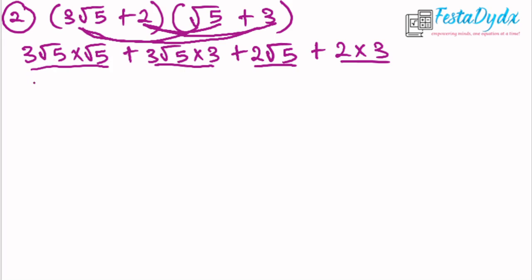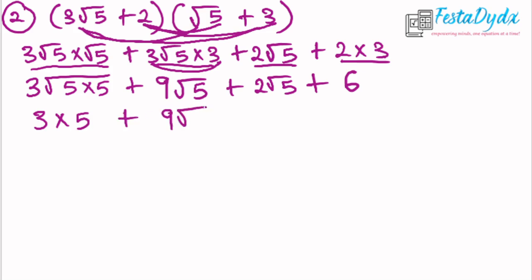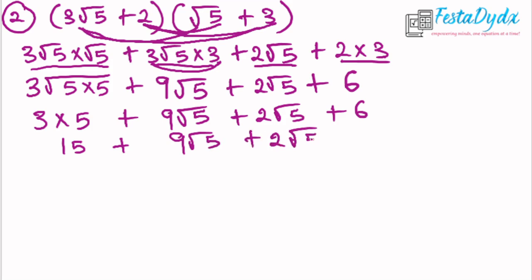So the next thing is 3 root 5 times root 5, we're going to bring it together. That's root 5 times 5. And then we'll have here whole number to whole number. This is a whole number here, and this is a whole number. That's 3 times 3. So 3 times 3 gives us 9, and then we'll have our root 5. Then we'll come here, plus 2 root 5, plus 2 times 3 gives us 6. So just like we did in number 1, the square root of 5 times 5 is 25. And what's the square root of 25? It is 5. Or we say the square root of 5 square is just 5. So 3 times 5 plus 9 root 5 plus 2 root 5 plus 6. 3 times 5 gives us 15 plus 9 root 5 plus 2 root 5 plus 6.